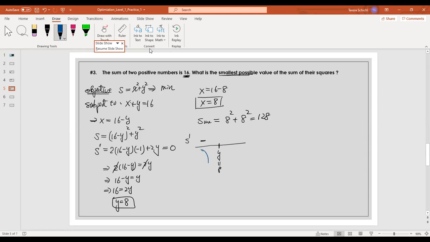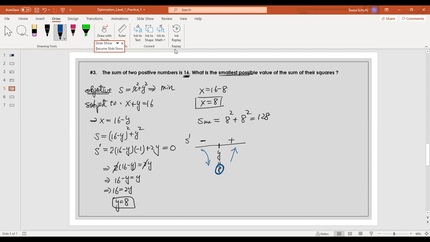It's decreasing, right? Okay, so it's decreasing, and then you choose any number greater than 8. If you choose 10 here, this will be 16 minus 10, which is 6, times 2 is negative 12, right? Then plus 20. So this one is positive. What does that mean? That means this will be increasing. So that's why when y equals 8, you're going to have a minimum, right? That's what local means here.